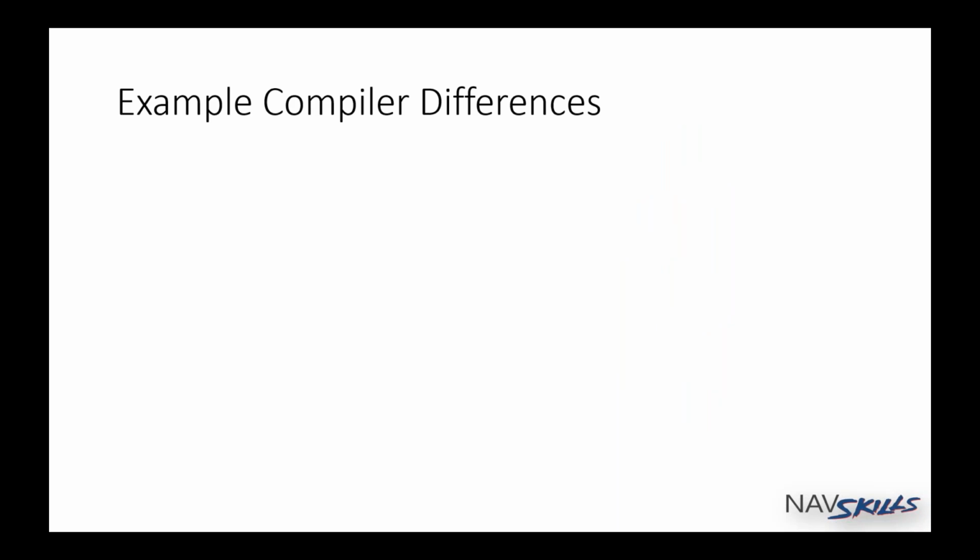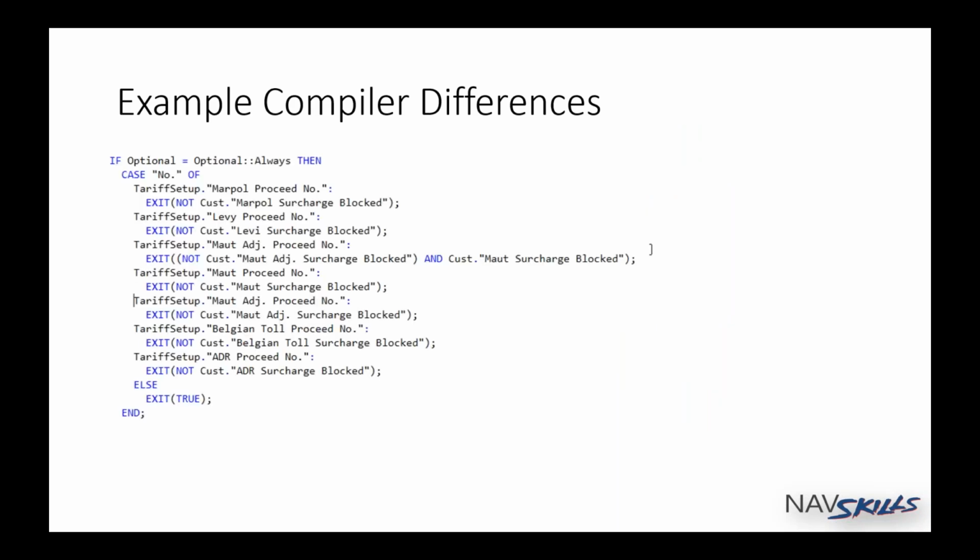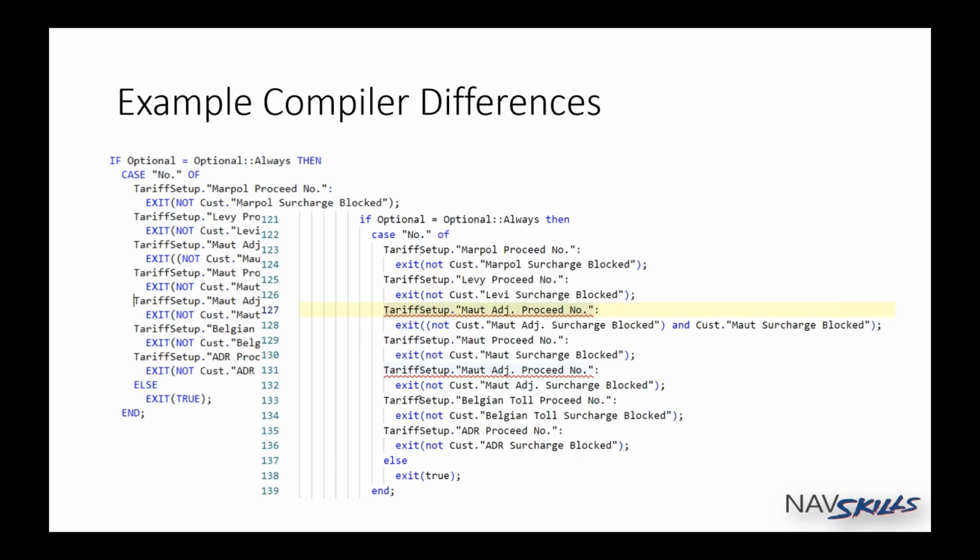So briefly, a couple of compiler differences. This is a case statement. At first glance, nothing is wrong with this case statement. It compiles perfectly fine in C-side, but if you convert it to an extension, the AL compiler will find that you have 2 identical case statements and AL breaks. So it worked for 20 years in C-side and it breaks in AL.